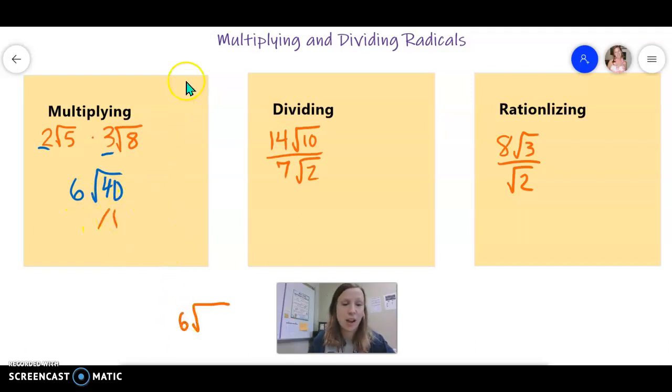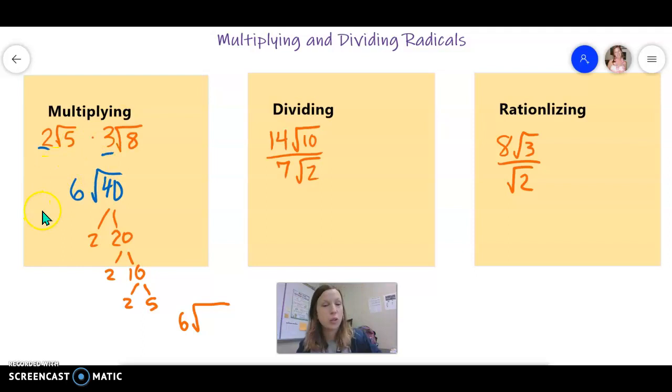Now let's make a factor tree for 40. 40 is 2 times 20. 20 is 2 times 10. And 10 is 2 times 5. You can also use the perfect square method that we discussed in class. I just noticed most of you were using the factor tree method, so that's why I'm using it also.